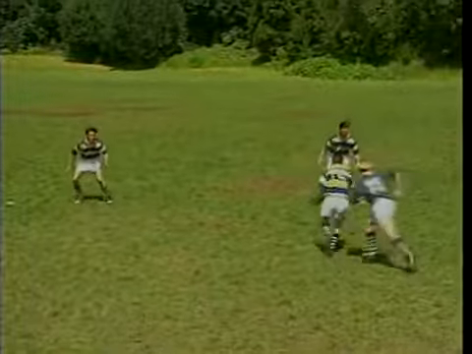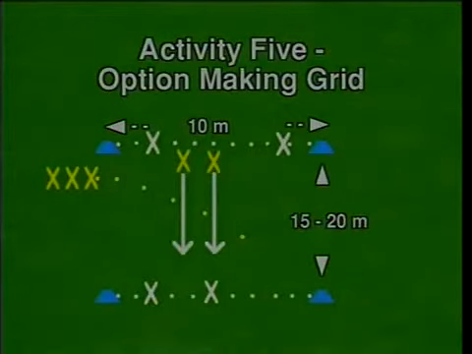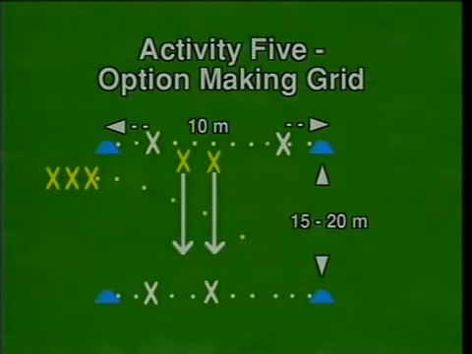Activity 5, option making grid. Organise the grid as shown. There are 2 defenders at each end. 2 attackers in the middle are joined by an extra person to attack the defenders. The aim for the attackers is to get past the defenders using the various options. Once the attack has been completed, the 2 defenders become the attackers and 2 of the attackers become defenders. The spare person joins the middle line.